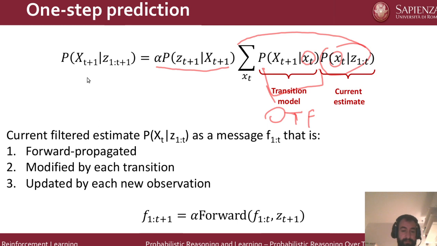Note here that in this notation we have been reasoning about t plus 1 just for convenience of showing the recursive step. But these two are exactly the same thing, right? Because this is modeling x t plus 1 given z from 1 to t plus 1, and this is modeling x t given z from 1 to t. So it's coherent.